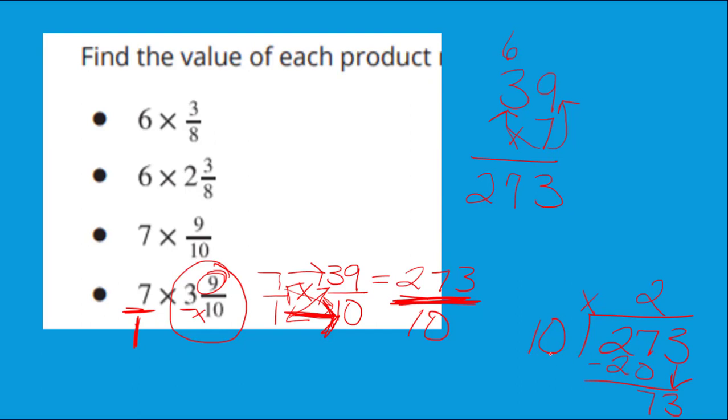Can 10 go into 73? Yes. How many times? 7 times. Multiply. 7 times 10 is 70. I'll have to put that over here. Subtract. And there's nothing to bring down. So my answer is, whole sits on the top of the house. Left over is over my denominator. So my answer is 27 3/10.